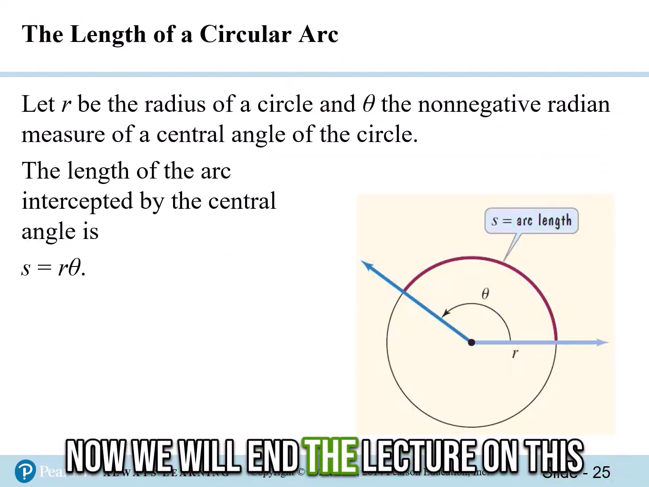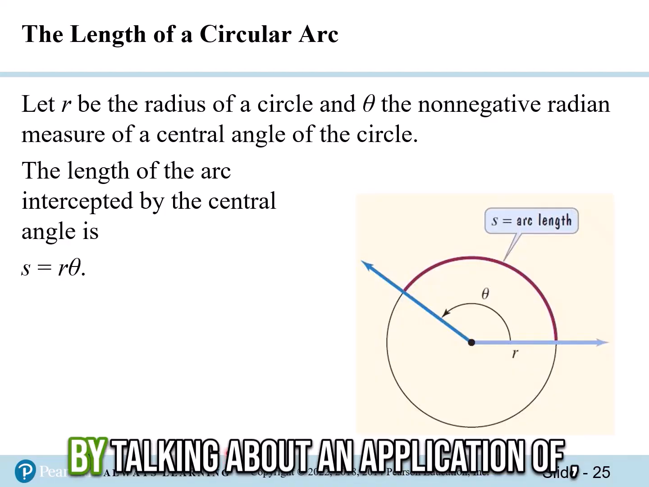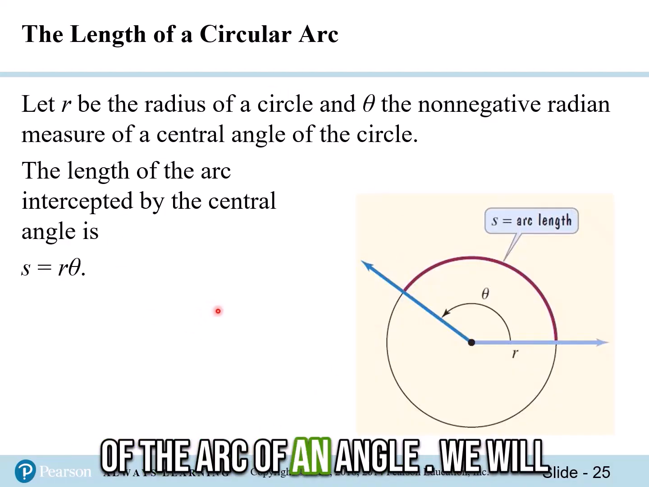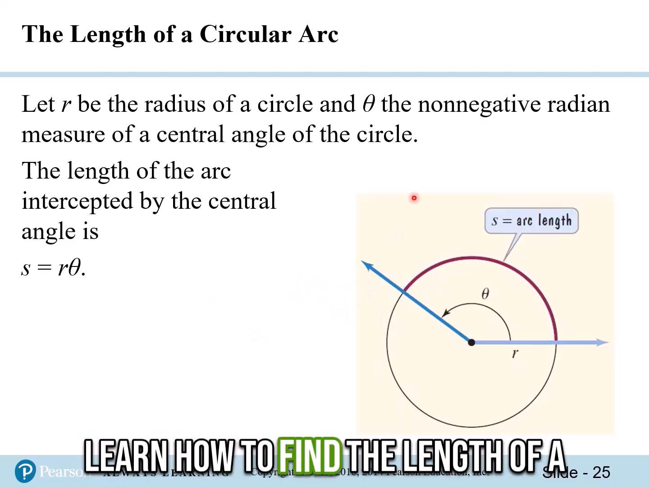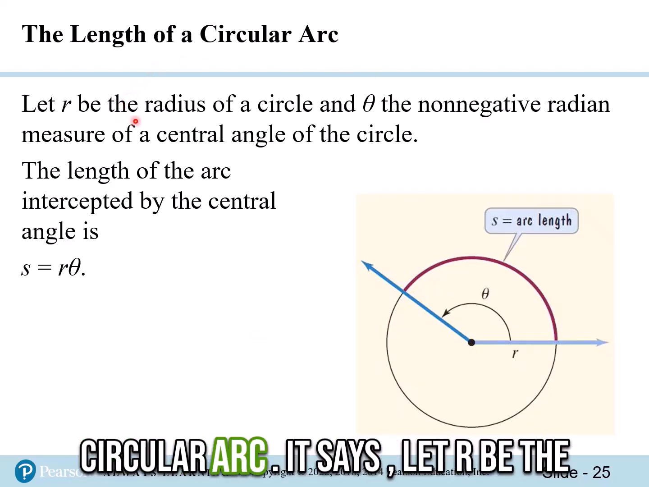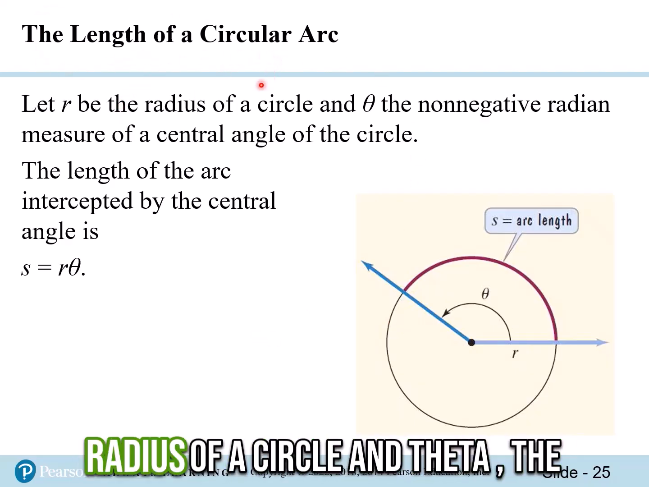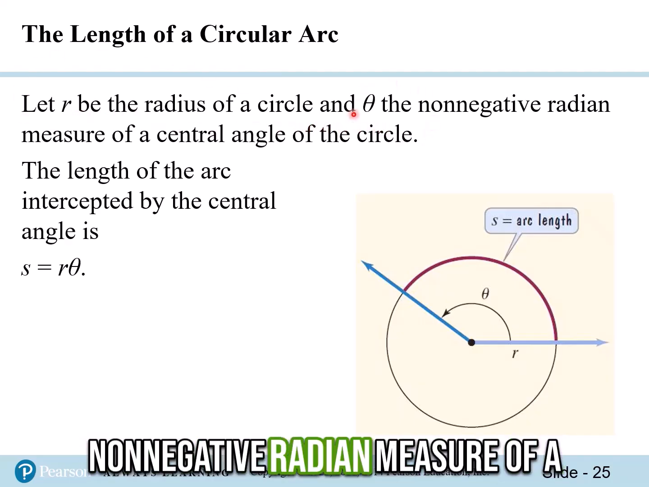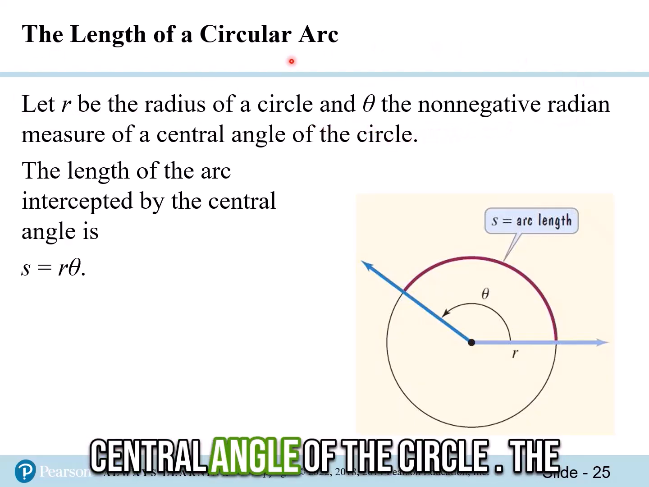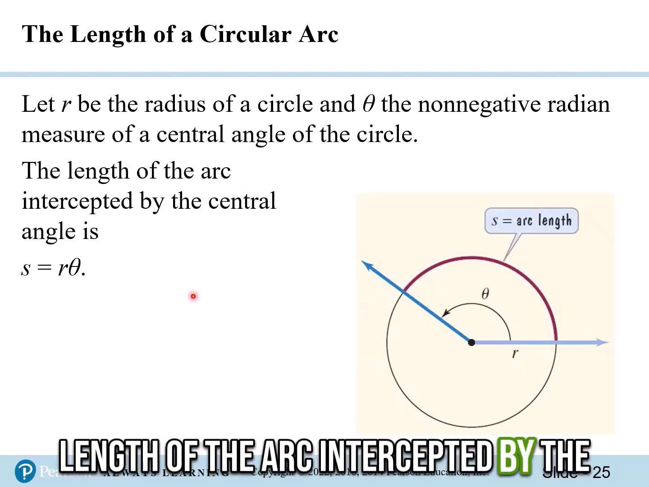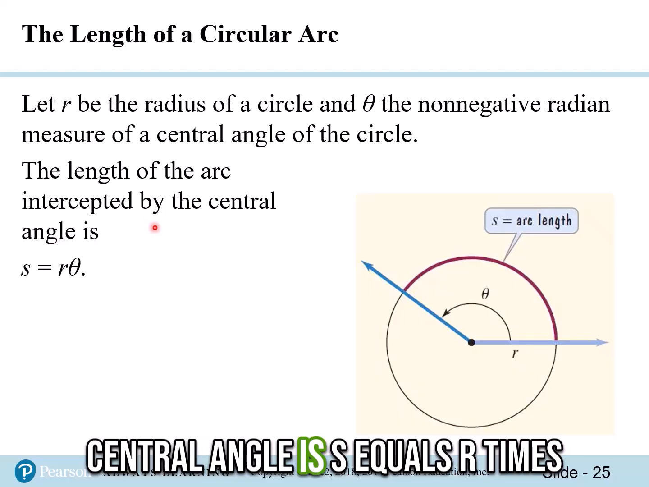Now we will end the lecture on this chapter by talking about an application of the arc of an angle. We will learn how to find the length of a circular arc. It says, let r be the radius of a circle and theta the non-negative radian measure of a central angle of the circle. The length of the arc intercepted by the central angle is S equals r times theta.